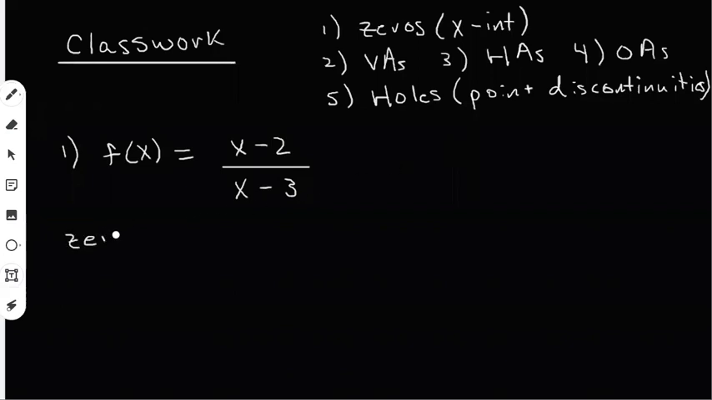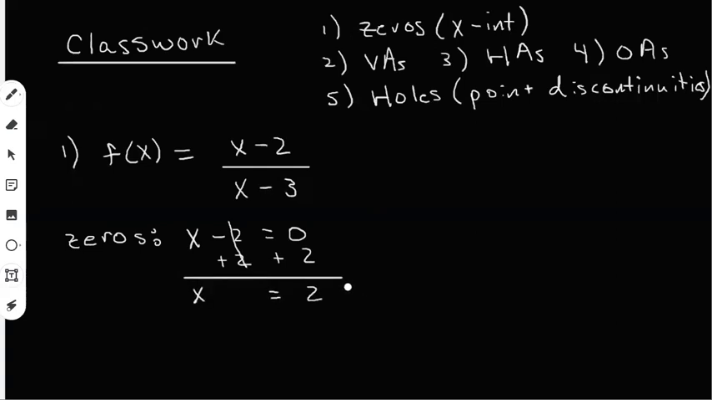Okay, now for the zeros, what you want to do is set the top equal to 0. So I'm going to take the x minus 2 on top and set it equal to 0. And then you'll have an equation that you can solve for x. So here I can add 2 to both sides. That way I can get rid of the negative 2 on the left side because these are going to cancel out, and I'll be left with x equals 0 plus 2, which is just positive 2. So my zero is going to be the point 2, 0, sorry.